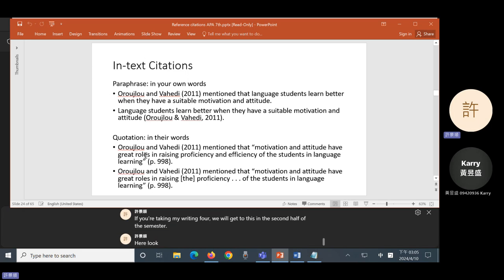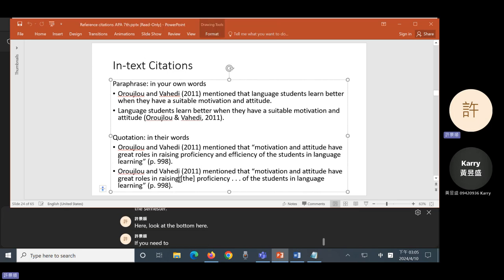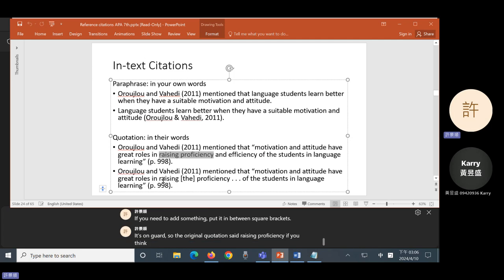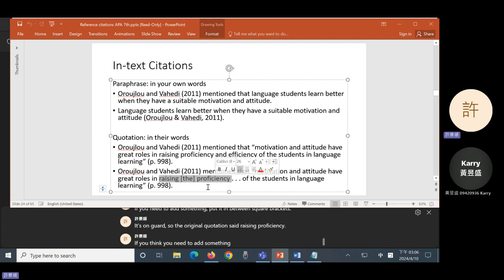Here, look at the bottom here. If you need to add something, put it in between square brackets, 中括号. So the original quotation said raising proficiency. If you think you need to add something, raising the proficiency, put it in between square brackets.